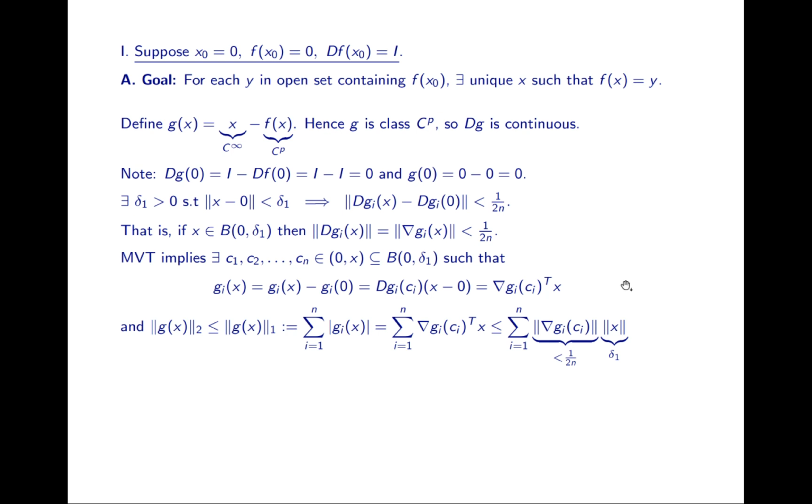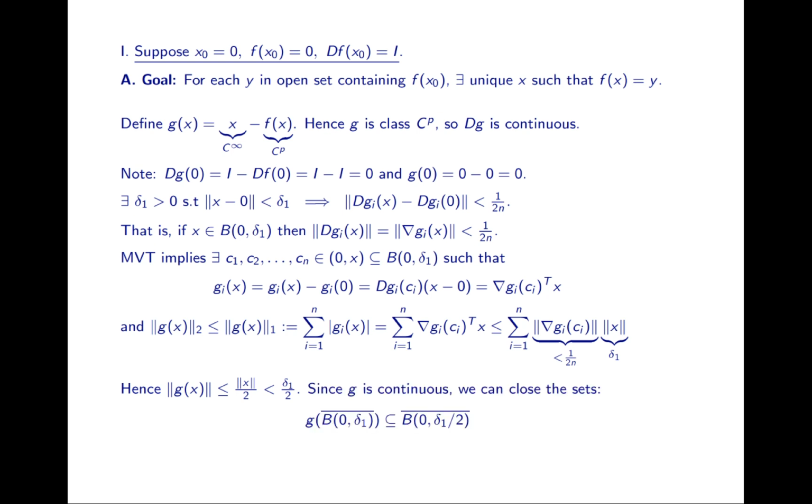And here we can use the Cauchy-Schwarz to write this is less than or equal to the norm of gi times the norm of x. Now the norm of x is less than delta 1, because remember I'm inside of a delta 1 ball. And the norm of the gradient is less than 1 over 2n. All right, we proved that here. Therefore, the norm of g is less than or equal to the norm of x divided by 2, which is less than delta 1 over 2.